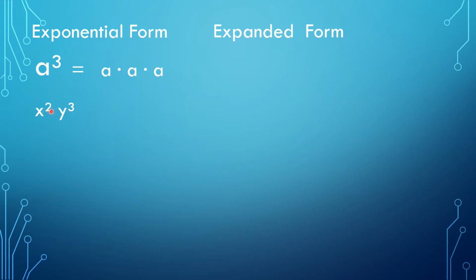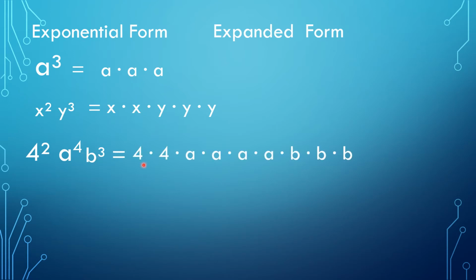If I have x squared, it means that you are going to multiply x 2 times to itself, and y cubed, y 3 times. So that is equal to x times x times y times y times y. If you have 4 squared times a to the 4th times b cubed, multiply 4 times 4, then a times a times a times a, and then b times b times b.